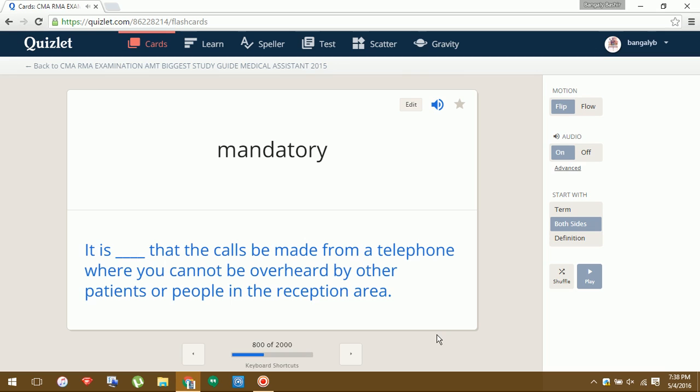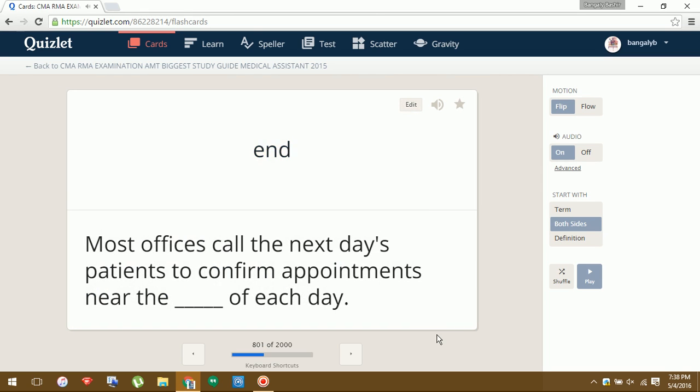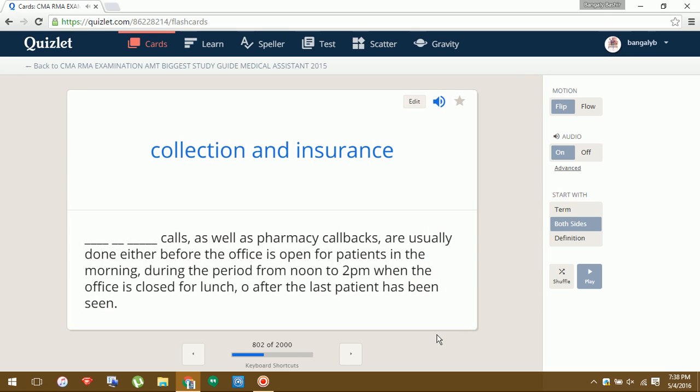Mandatory. It is mandatory that the calls be made from a telephone where you cannot be overheard by other patients or people in the reception area. End. Most offices call the next day's patients to confirm appointments near the end of each day. Collection and insurance calls, as well as pharmacy callbacks, are usually done either before the office is open for patients in the morning, during the period from noon to 2 p.m. when the office is closed for lunch, or after the last patient has been seen.